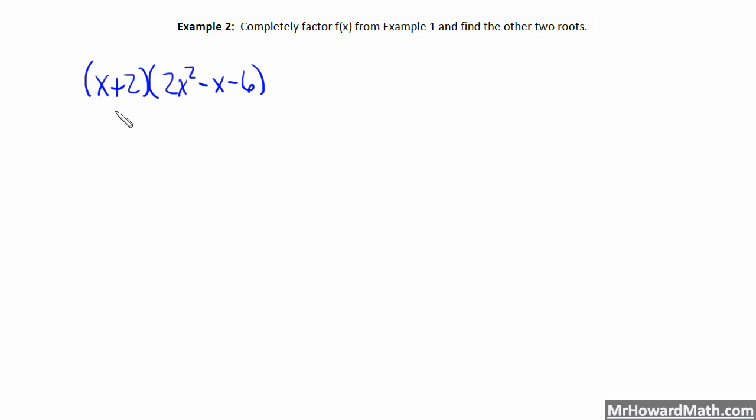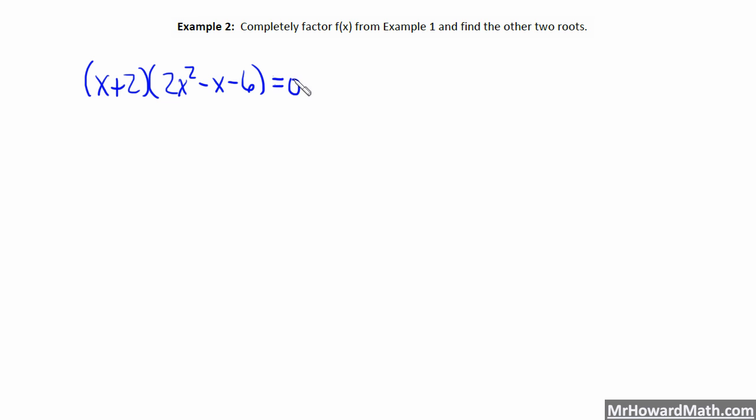Alright, here we have example 2, and in example 1 we found that x plus 2 was a factor of our original f of x function, and we were left with 2x squared minus x minus 6 when we were finished. So far we have this broken down to this point. Example 2 is asking us to completely factor it and find the other two roots. Remember, we had a cubic to begin with, and that's a degree 3, so we expect to have 3 roots. So 2x squared minus x minus 6 still needs to be factored so that we can identify those roots.